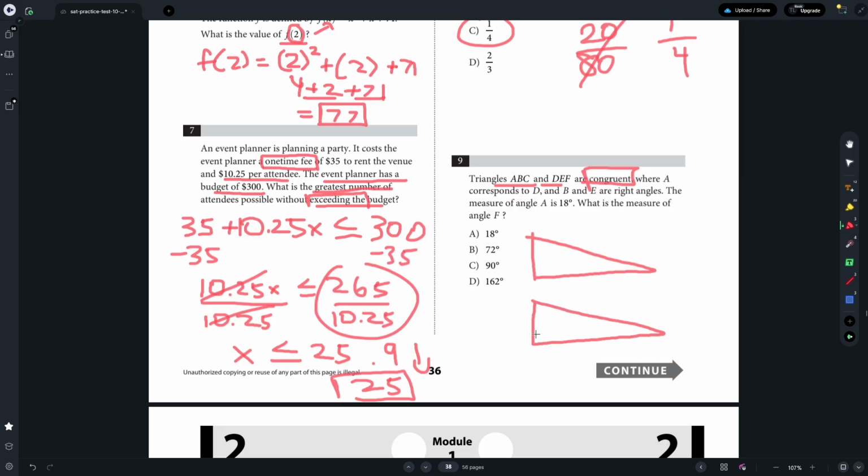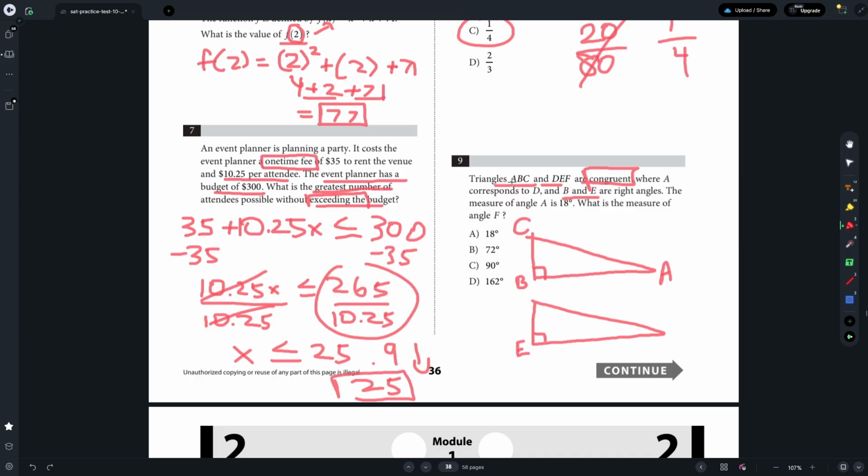It's not perfect, but we know that B and E are right angles. So we know that these two are E and B, right? And let's call this A. Let's call this C. So we have triangle A, B, C.